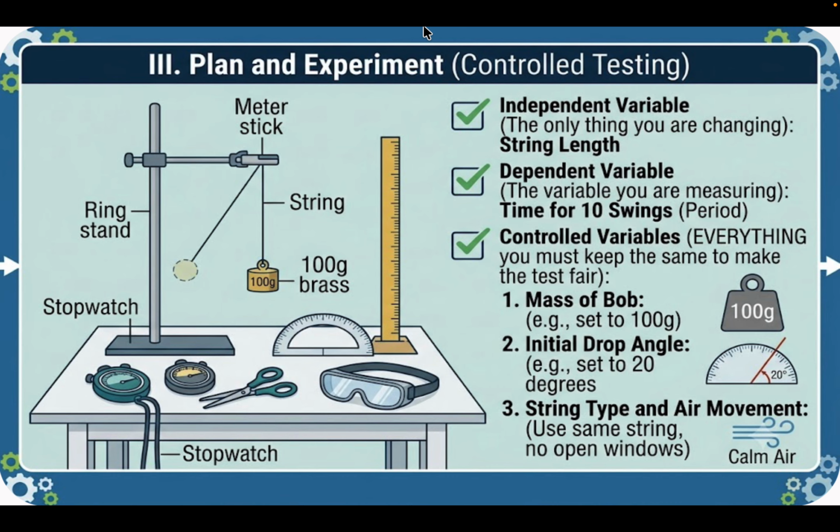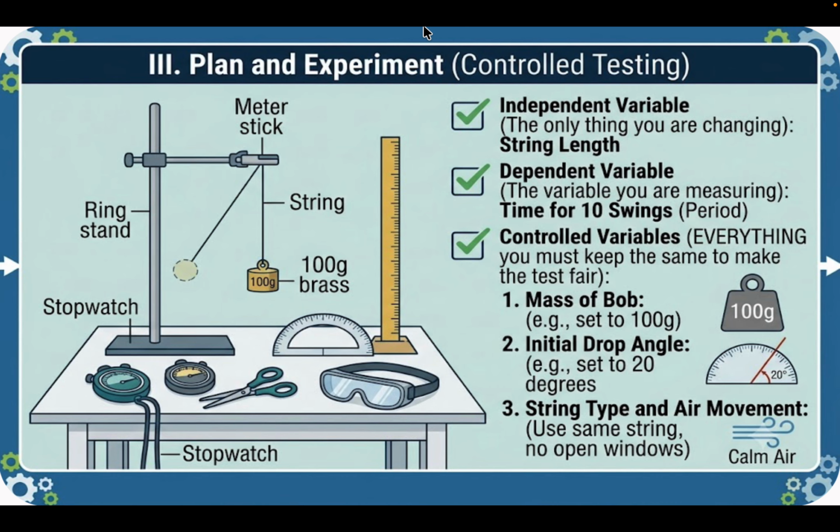A detailed checklist is displayed along an annotated diagram of the lab table. All safety gear is worn. For this group, the independent variable, which is the only thing being changed, is explicitly stated as string length. To isolate its effect, the dependent variable, which is what we are measuring, is defined as the time for 10 swings, or the period.